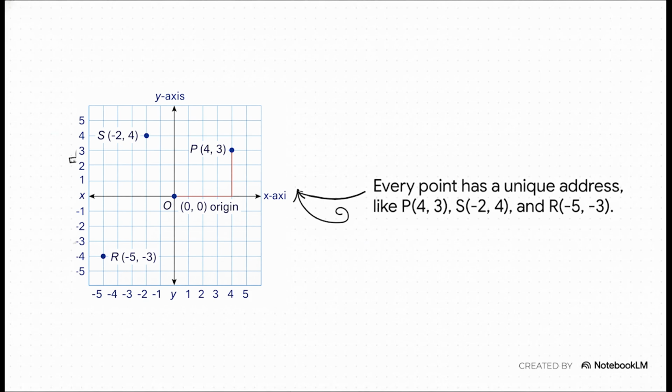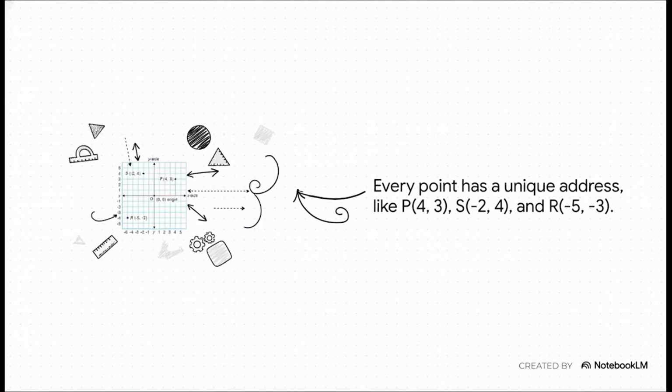To find point P with the address (4, 3), we start at the origin, move 4 steps to the right, and then 3 steps up. Got it? Now for point S at (-2, 4). We start at the origin again, but this time we go 2 steps to the left because it's negative, and then 4 steps up. See, every single point has its very own unique spot on our map.